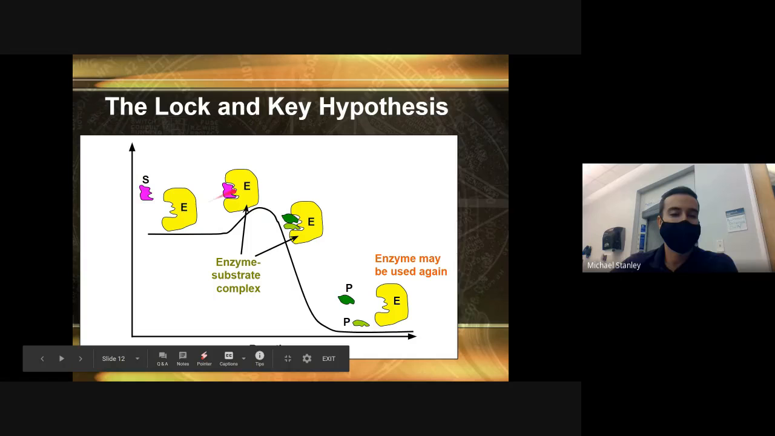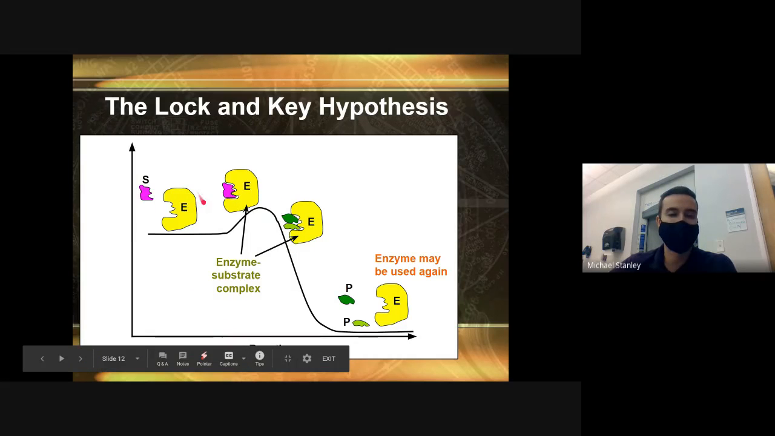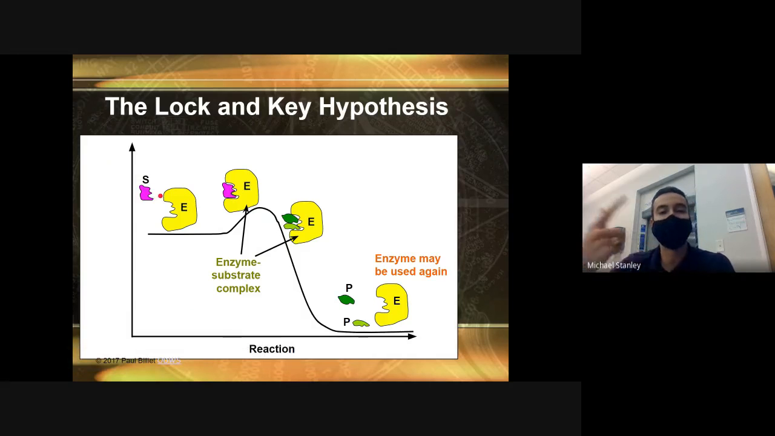Substrate comes in, binds, is changed, is released. We can bring in a new substrate, bind, change, release, bring in a new substrate over and over and over again. So because these enzymes are reusable, we can use them right away after they're done with the first reaction. And because they make those reactions happen so quickly, we can really quickly move through a large amount of substrate.